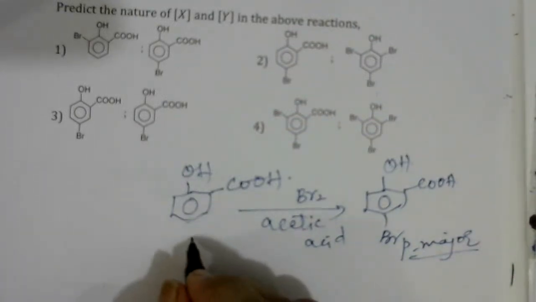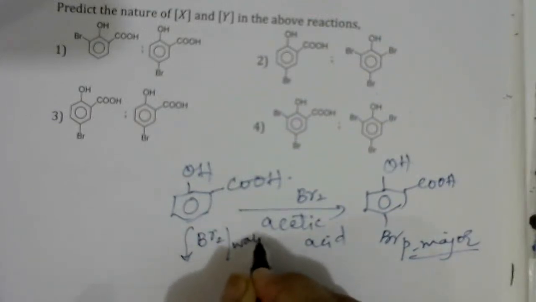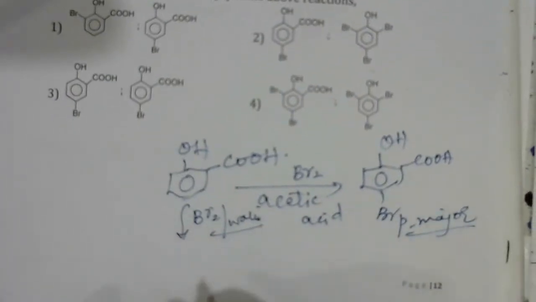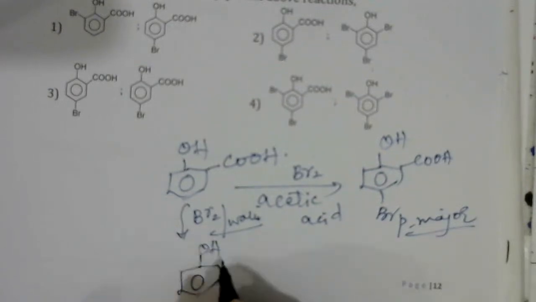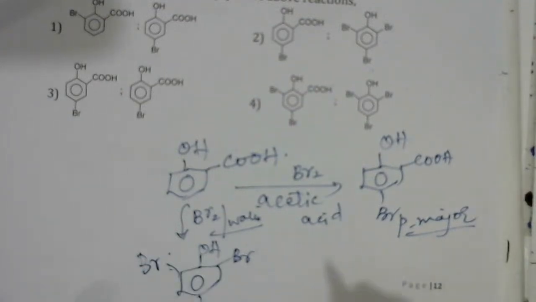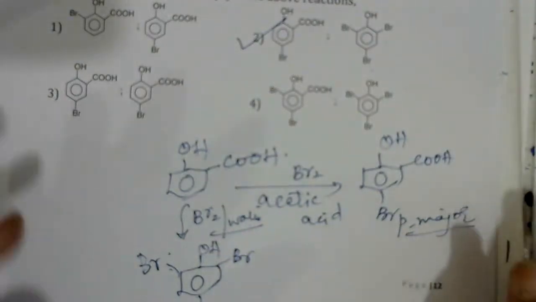Further, what they said, this one, treatment with bromine water. With bromine water, they are going to produce the white precipitate of 2,4,6-tribromophenol. Therefore, the correct option is what, children? Second option.